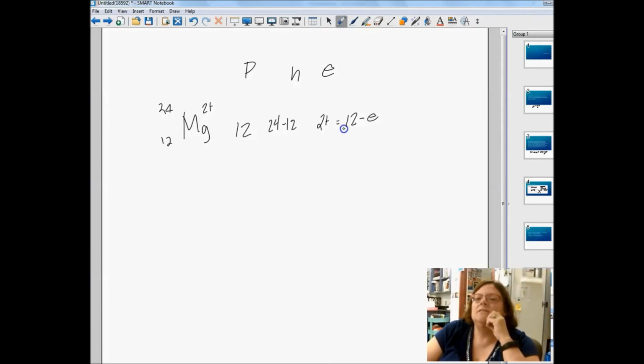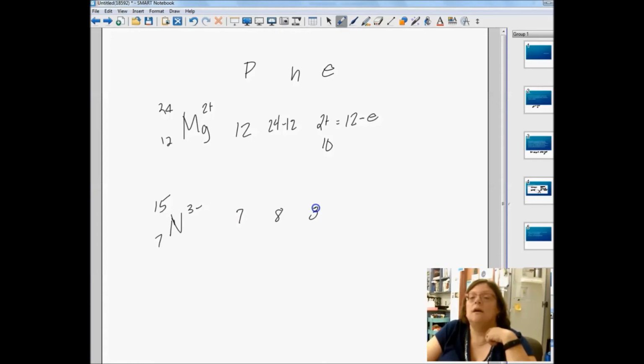See you later. So yeah, 12 minus what would give you 2? 10. So there are 10 electrons. Another one, if we do nitrogen, nitrogen has a -3 charge. We'll do nitrogen 15. Nitrogen would have 7 protons. Neutrons would be 15 minus 7, or 8. For electrons, we're going to have -3 is equal to protons, which is 7, minus electrons. 7 minus what is going to give us -3? Solve for the electrons, you get 10. All right, there's a little practice for you.